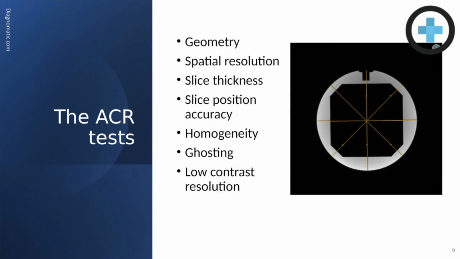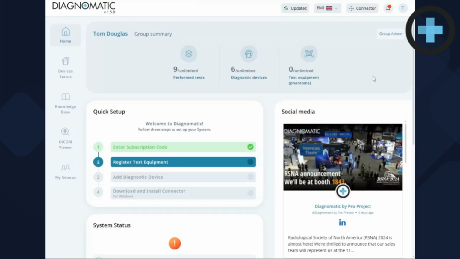Geometry, spatial resolution, slice thickness, position accuracy, homogeneity, ghosting, and low contrast resolution. So we'll look at each one of those images, what ACR is looking for in each of those. So what I'm going to do next is I'm actually going to go to our software, give you just a brief walk around for those that may not have seen it yet.